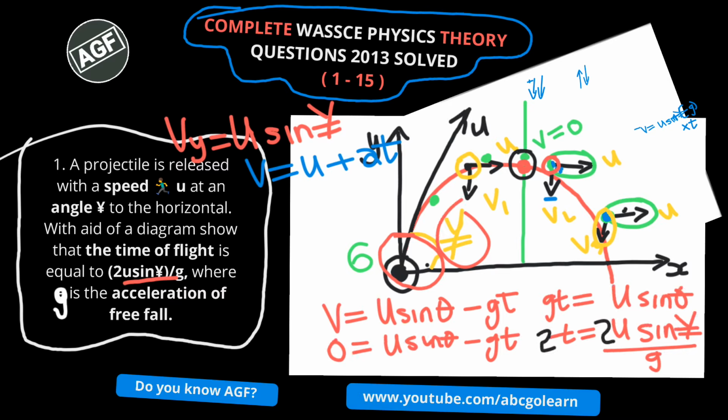So if you put 2t here, and you would like to verify your answer, you just check it. That's 2u sine y divided by g. And if you check that question, you see that we got exactly the same thing. And even with the aid of the diagram, we've illustrated it.